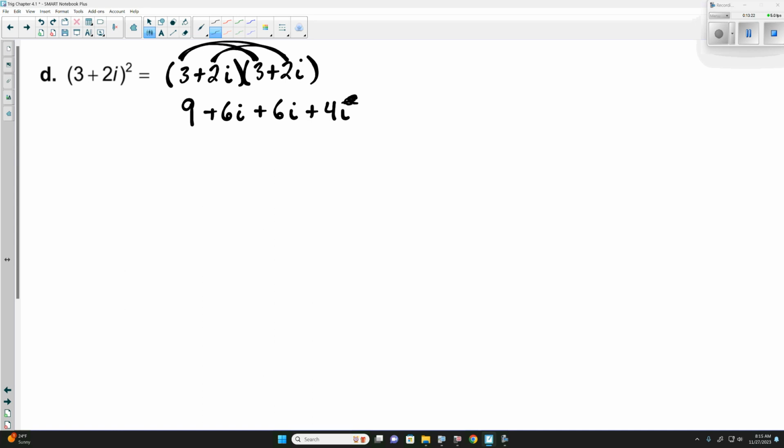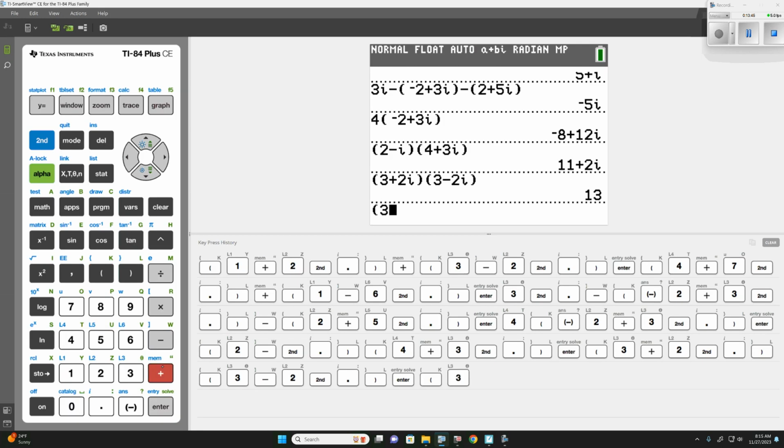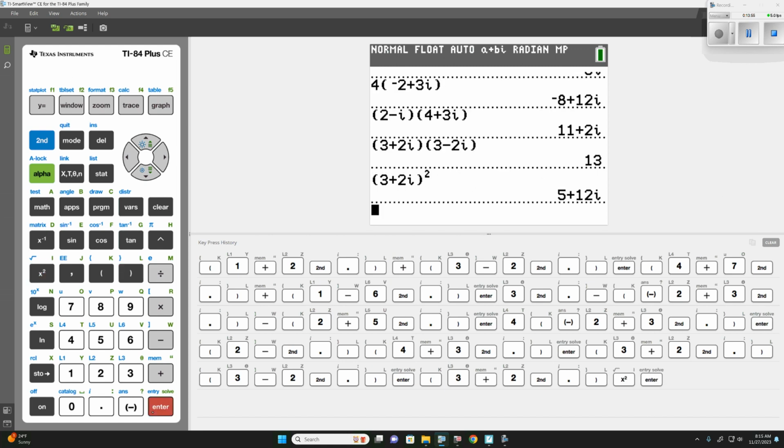As we said, the i squared is negative 1, which is really just going to take that from positive 4 to negative 4. Then we can combine like terms. 9 minus 4 is 5. 6i plus 6i is plus 12i. And that's it. In the calculator, parentheses 3 plus 2i. Now I could retype it back in, parentheses 3 plus 2i, close parentheses, enter. Or I can hit square, get the same thing.